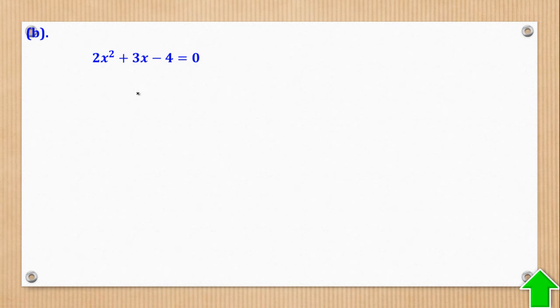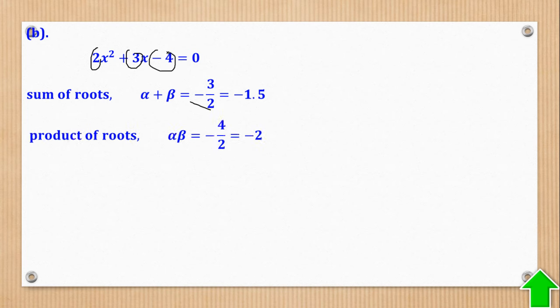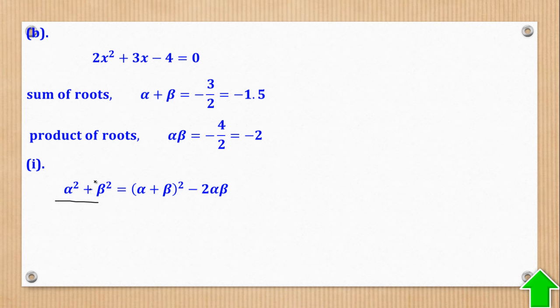So first of all, we are given that equation. Therefore, sum of roots will be negative of this over 2, which is here. And product will be this negative 4 over 2, which is here, to give you that. Then I'll begin Roman 1. Express this in terms of sum and product. Then substitute your sum and your product to give you that.